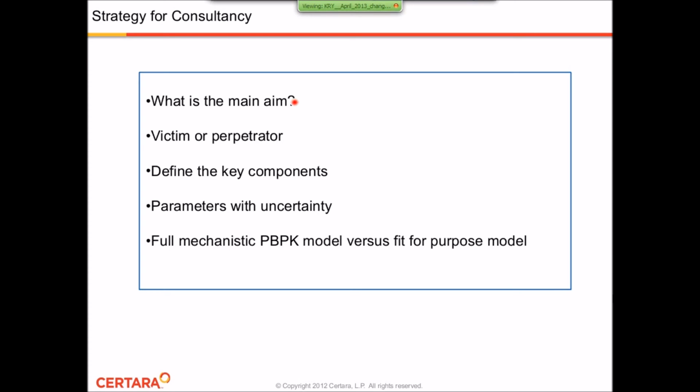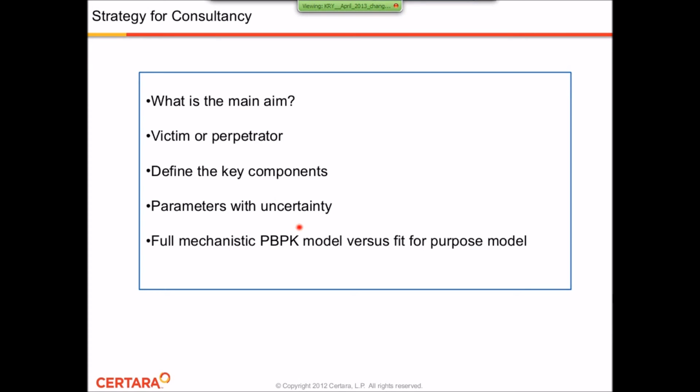So this is why I'm asking, what is the main aim? Is it a victim or a perpetrator? Because as I indicated, if it's a victim drug, then we have to know the contributions of the CYP enzymes and the transporters. We have to ensure that they are correct. What are the key components that we need to build into the model? What is the uncertainty? We need to identify the parameters with the most uncertainty. And as I mentioned, we have to develop either a full mechanistic PBPK model or a fit-for-purpose model.